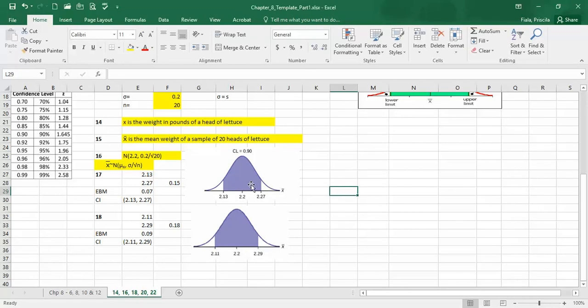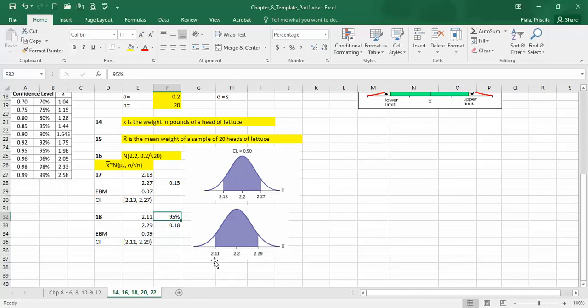Okay, let's see if that makes any sense. Remember what I said before, I increased my confidence level. Now I'm more confident. Here's 95%, right? So now, to be more confident in my answer, I have to allow more room for error.